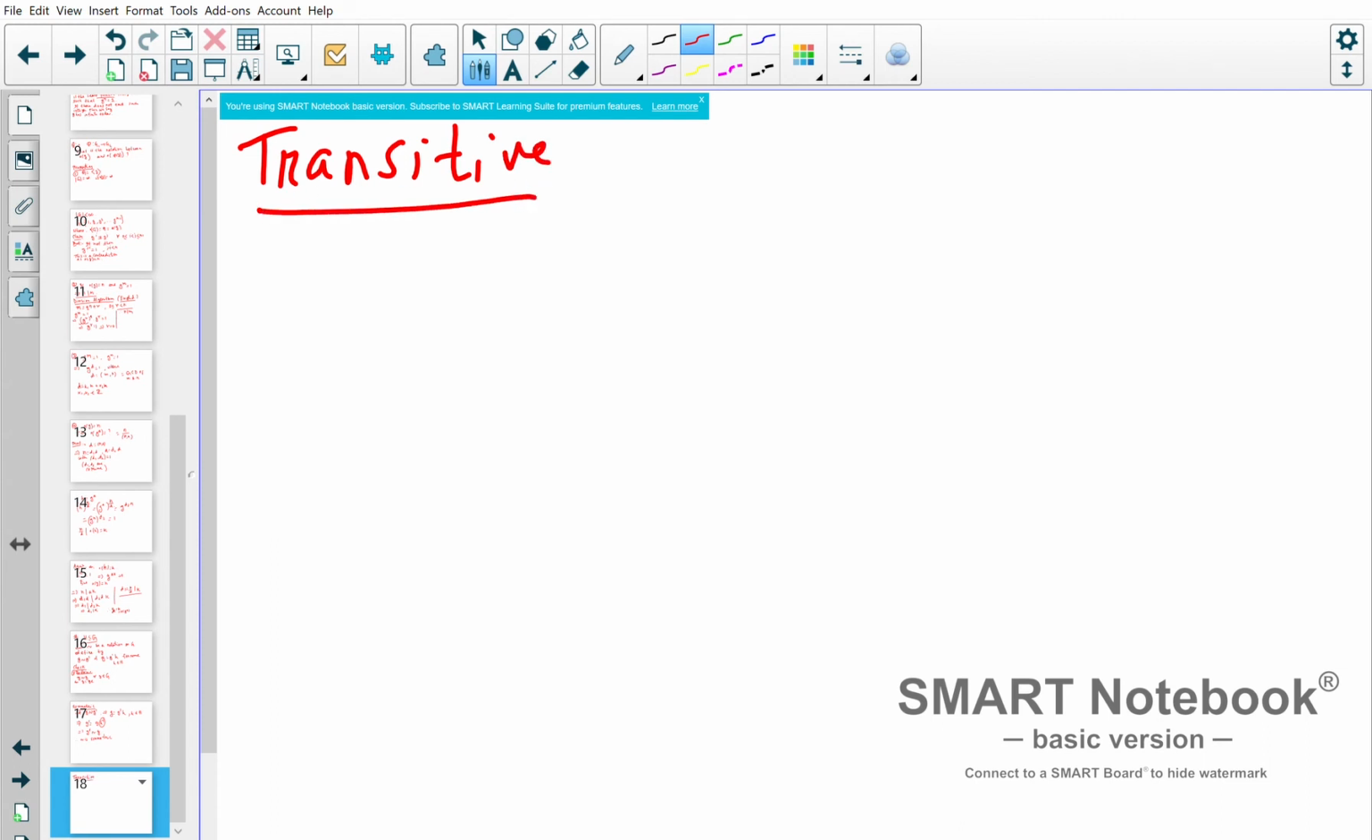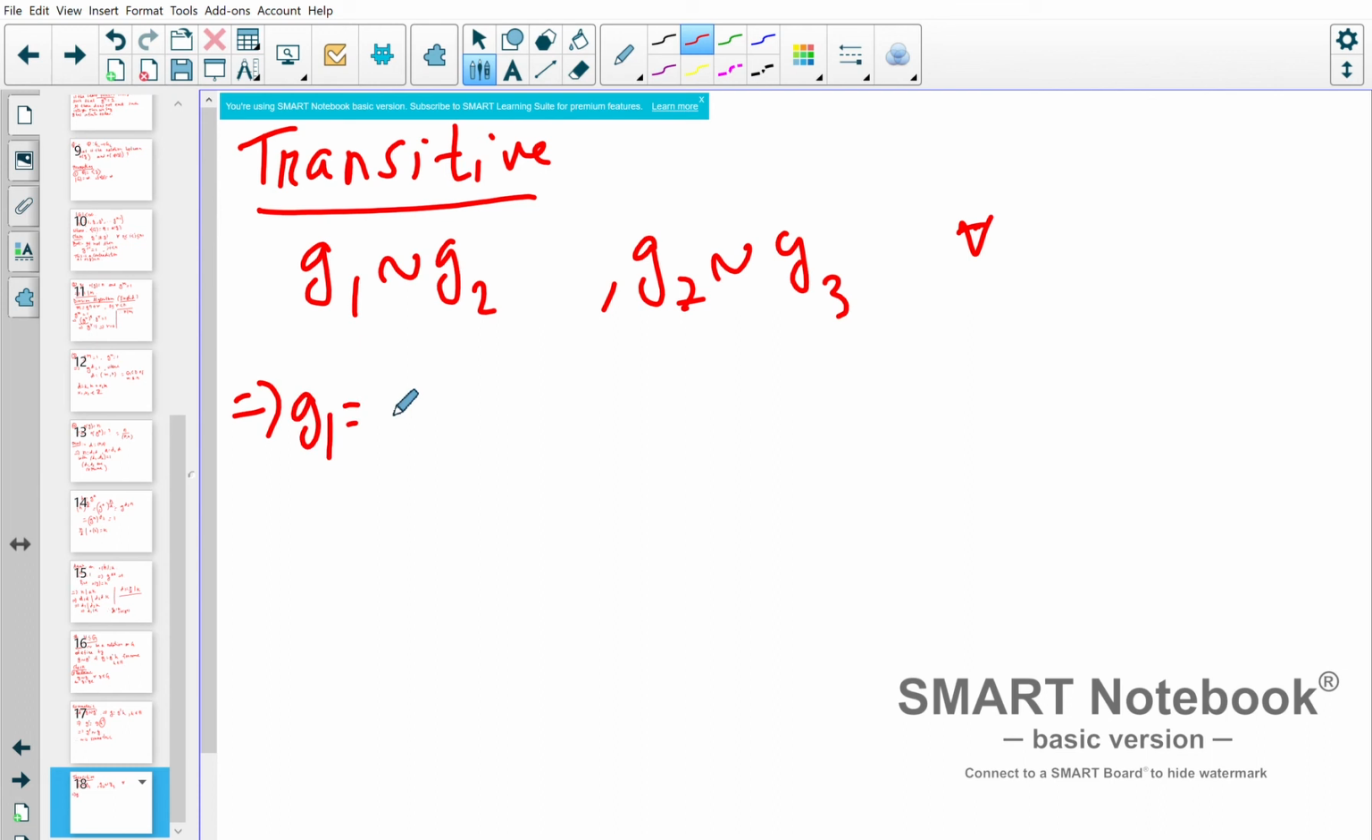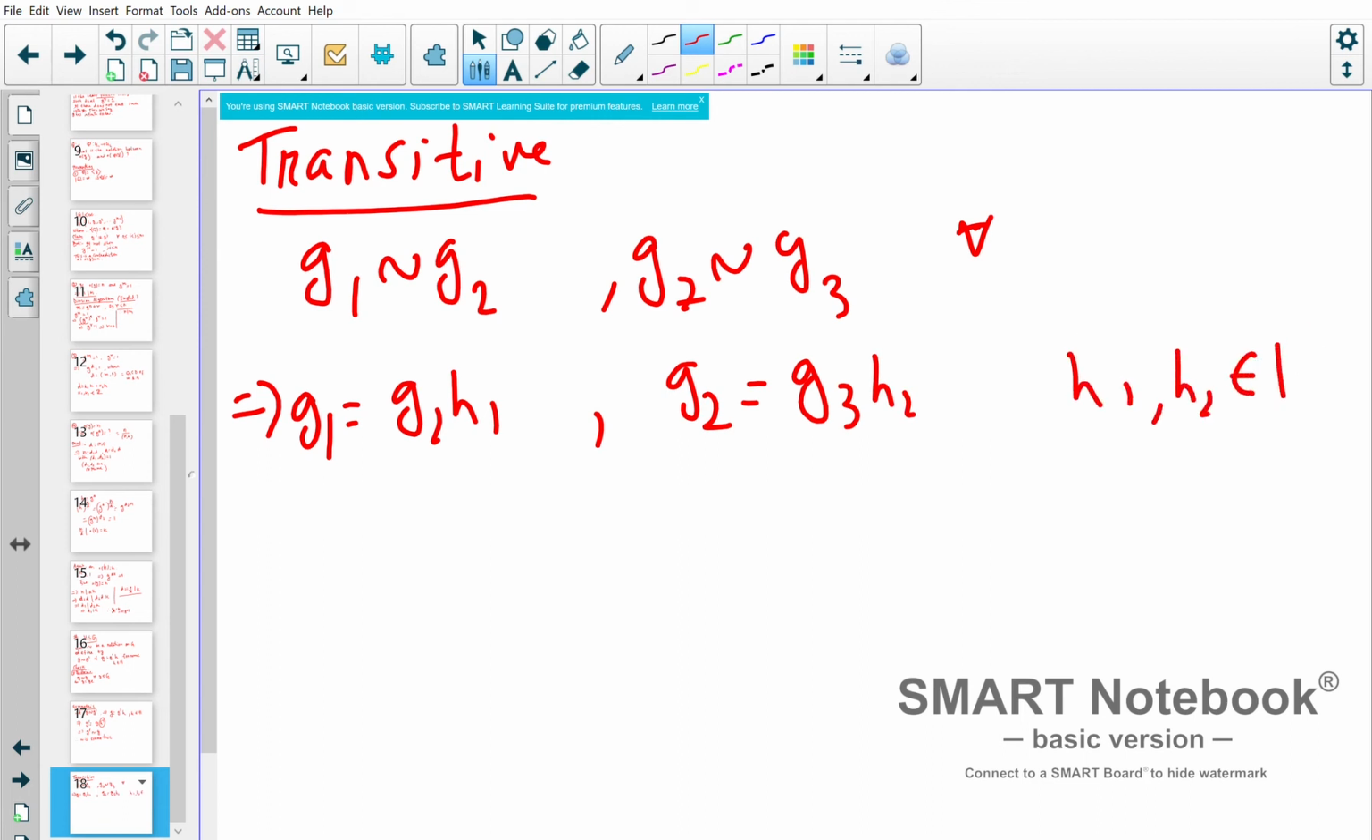The transitive property, how to find out? Suppose you have G1 related to G2 and G2 related to G3 for some G1, G2, G3. These are arbitrary; choose any G1, G2 with this property. From here you will find out that G1 equals G2 H1 for some H1. From here you will have G2 equal to G3 times H2, right? And this H1 and H2 are elements of H.